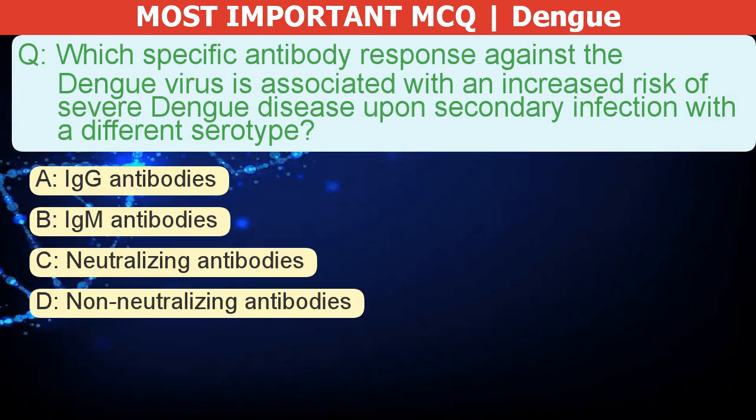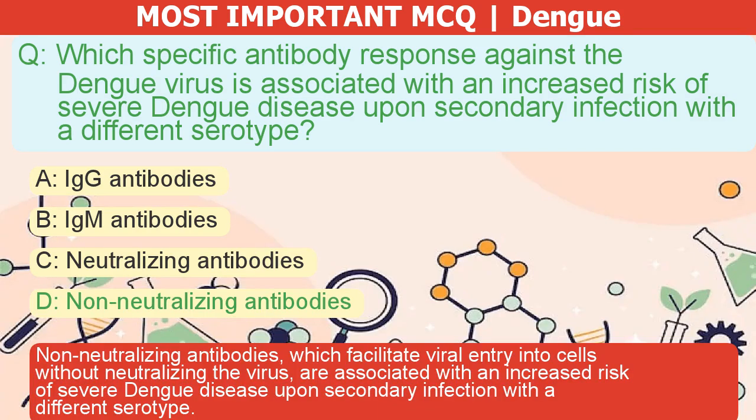Which specific antibody response against the dengue virus is associated with an increased risk of severe dengue disease upon secondary infection with a different serotype? A. IgG antibodies. B. IgM antibodies. C. Neutralizing antibodies. D. Non-neutralizing antibodies. The correct answer is D. Non-neutralizing antibodies, which facilitate viral entry into cells without neutralizing the virus, are associated with an increased risk of severe dengue disease upon secondary infection with a different serotype.